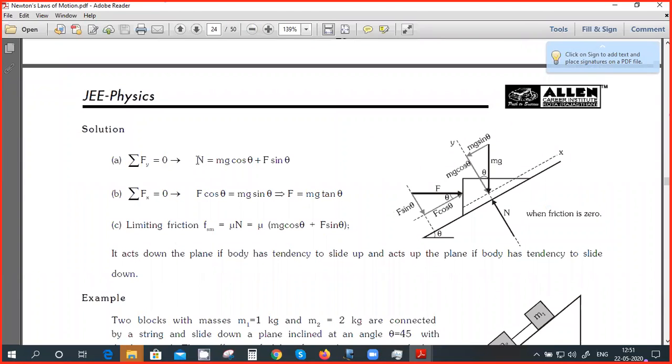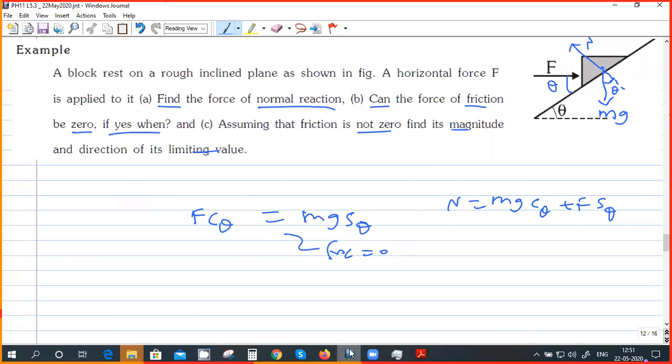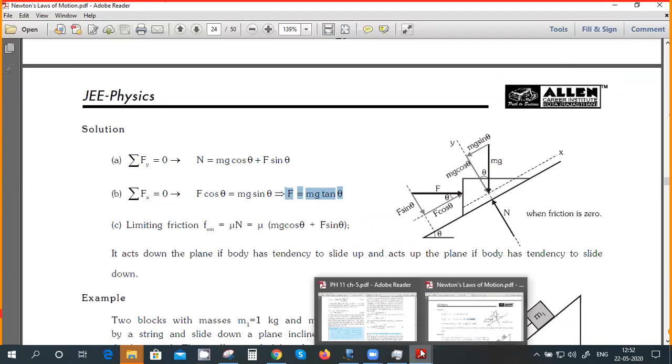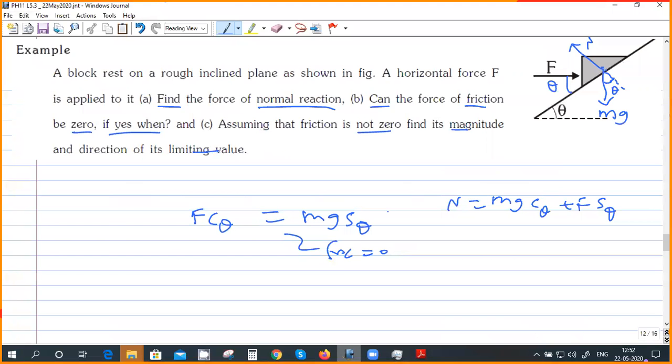Okay, this is the one we got. Normal reaction is mg cos theta plus F sin theta. That's correct. And friction force can be zero when F equals mg tan theta. Correct, no? From this one. Yes, sir.